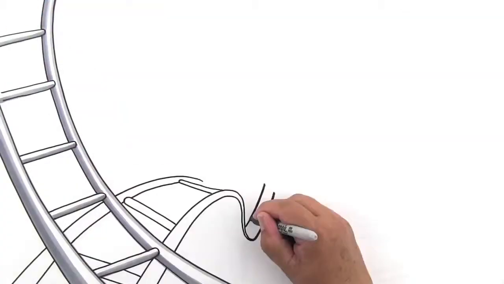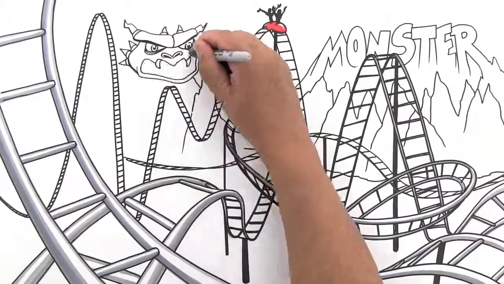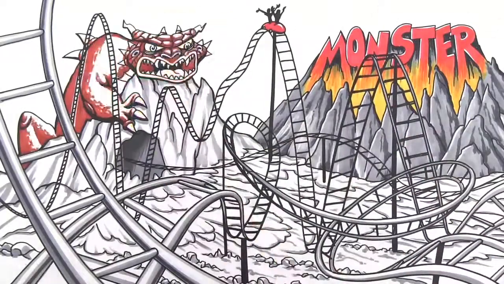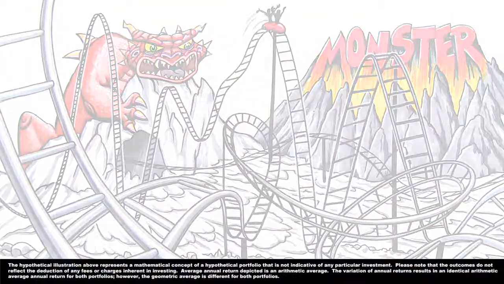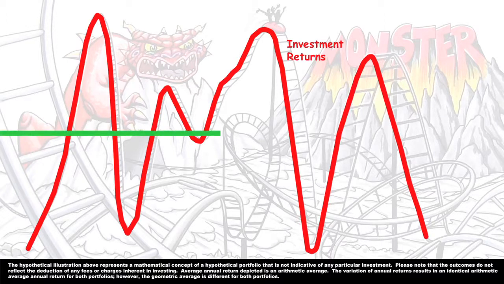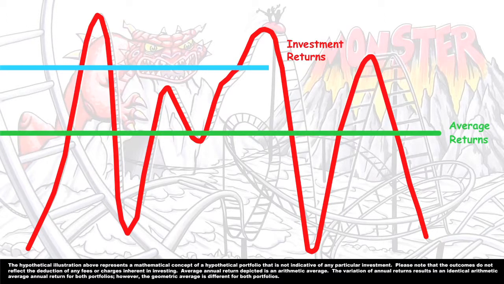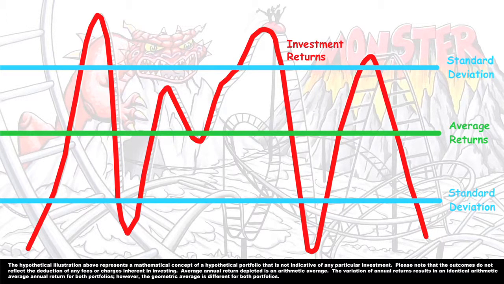Now let's look at a second roller coaster. Notice that the highs are higher and the lows are lower. Even though the average returns represented by this coaster are the same as the first one, coaster number two has a greater standard deviation. That means this is a wilder or more volatile ride.